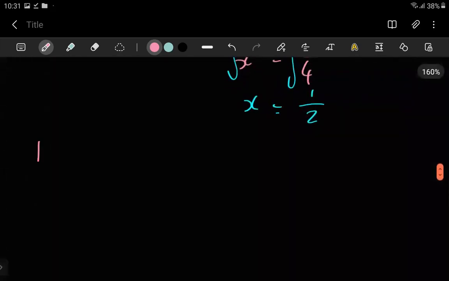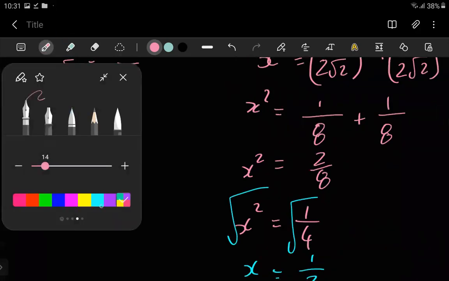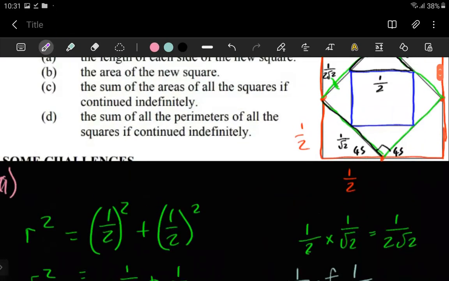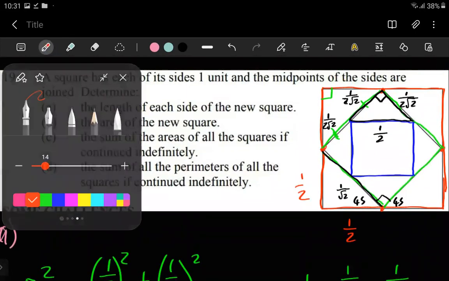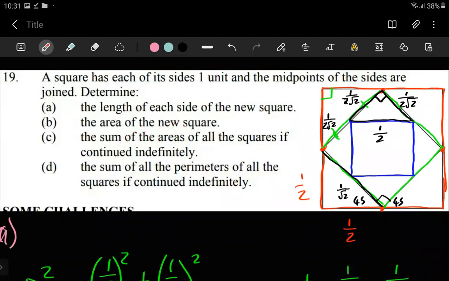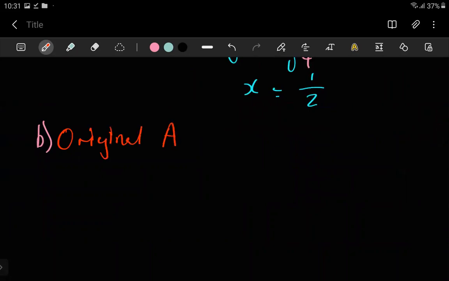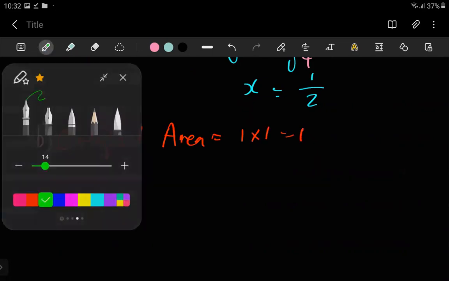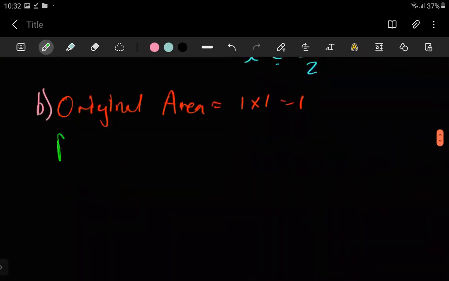Let's do B. So we're dealing with areas now. Remember, area of any square is just length times breadth. For the original square, let's write here, original area is just 1 times 1, which is 1. So the first new one, we put that image in green, so let's say here first new.